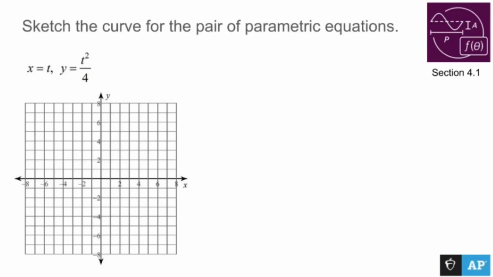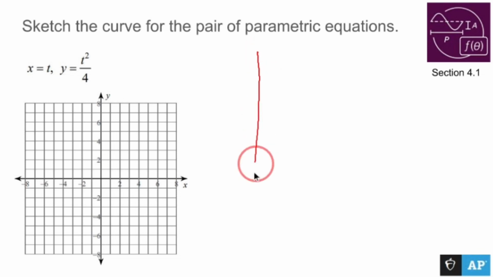Section 4.1 of AP Precalculus, I must be insane. We're talking about parametric equations. What are those, you ask? Well, basically, you pick some t values, and from the t's that you pick, you plug them into these guys and get an x and get a y, and you have points that you can plot.